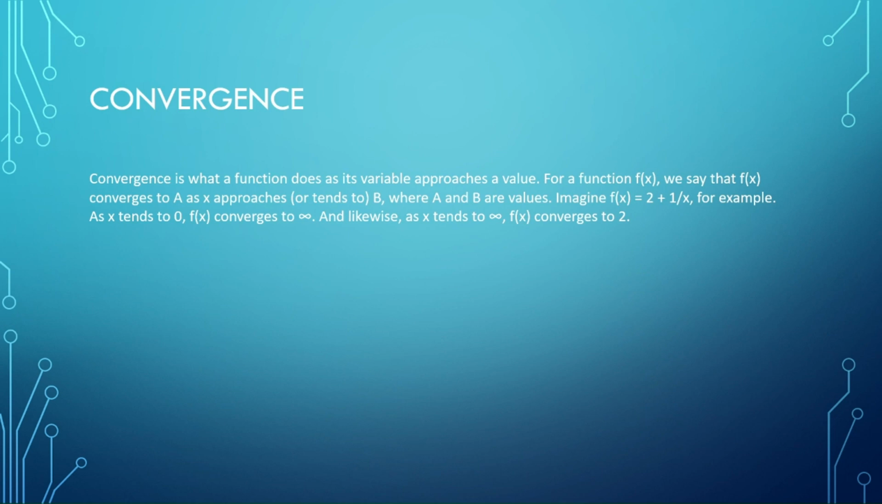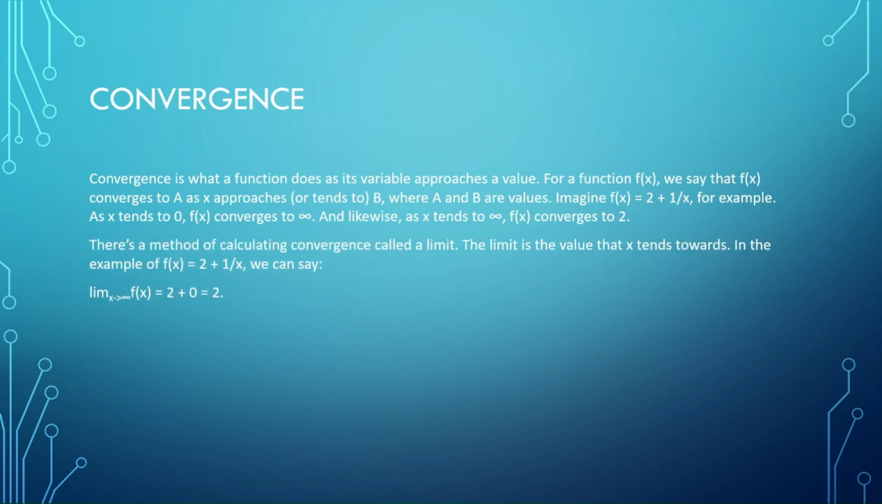So let's say imagine f of x is 2 plus 1 over x, for example. As x tends to 0, so as the variable tends to 0, f of x, the function, converges to infinity. So because 2 plus 1 over 0, well, 1 over 0 is infinity, so f of x converges to infinity. And likewise, as x tends to infinity, f of x converges to 2, because 1 over infinity is 0.